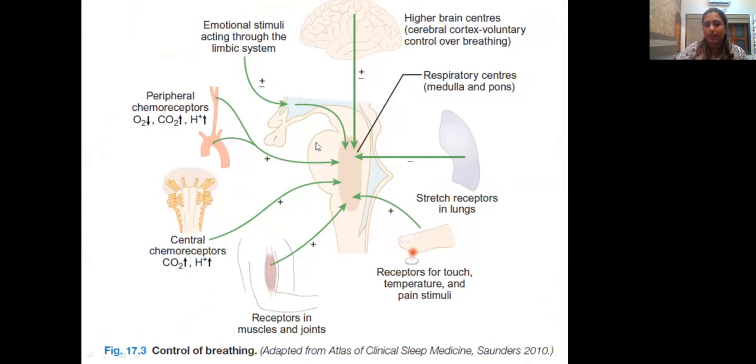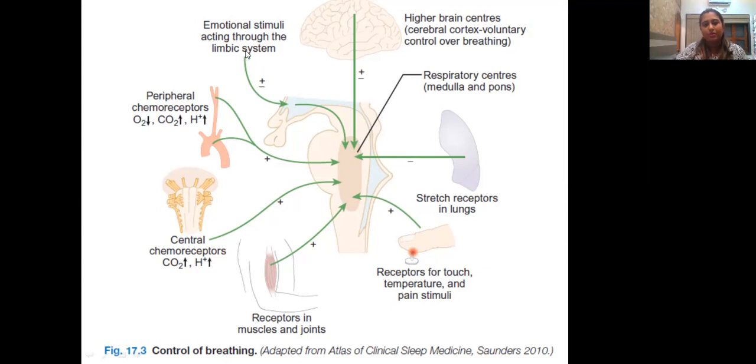So this over here is the cerebrum or the cortex. This is the medulla and pons. The respiratory centers are present in medulla and pons. Okay, so this is meant for the central respiratory drive. All the impulses that come here and have a positive or negative, that is stimulatory or inhibitory effect, may or may not cause apnea. Okay, so basically in control of breathing, this is medulla.